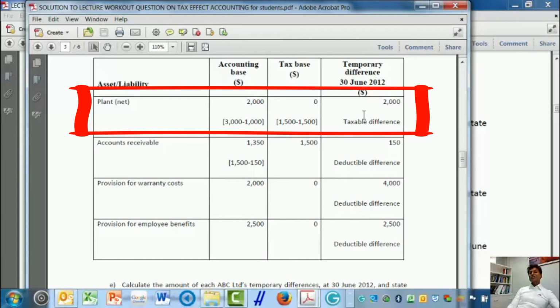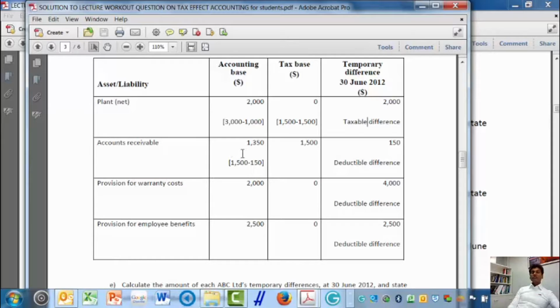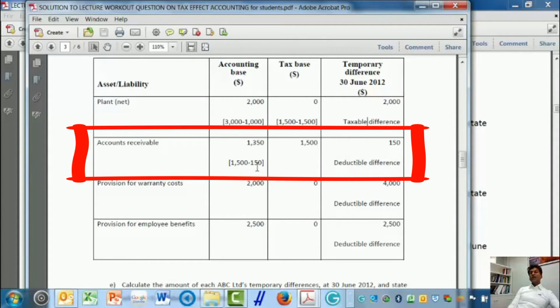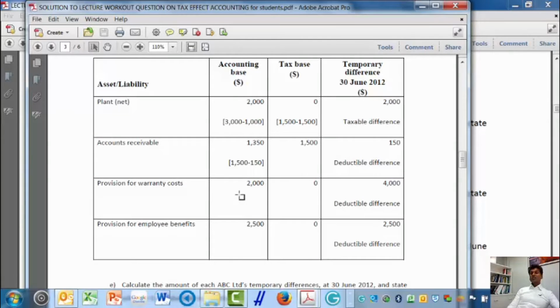The difference becomes a taxable temporary difference because on the accounting basis the company looks richer. That means it has to pay more taxes in the future. Accounts receivable is 1,500 minus provision for doubtful debts, 1,350. But provisions are not allowed for tax and the tax base is 1,500. Therefore, that difference is a deductible difference because the carrying value is less than the tax base. Looks like the company is poorer, less assets. That means it will be paying less taxes in the future. So that difference will become a deductible difference.